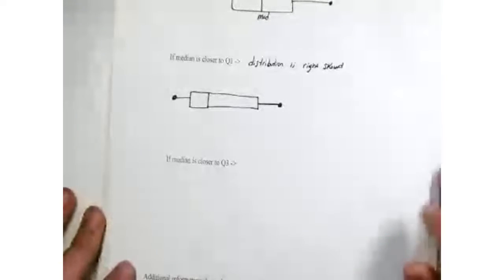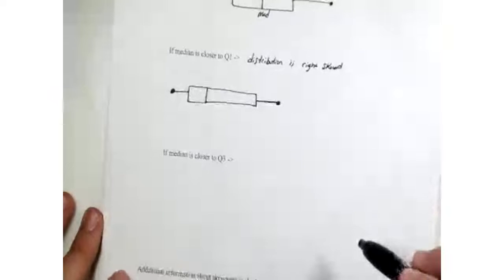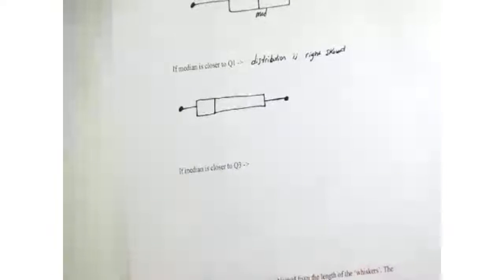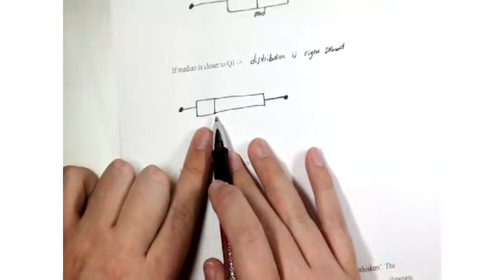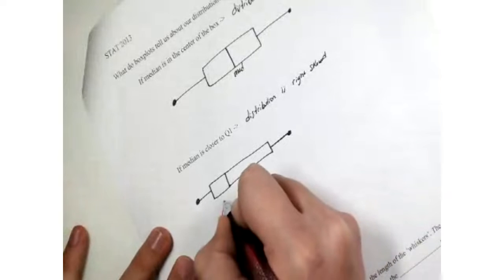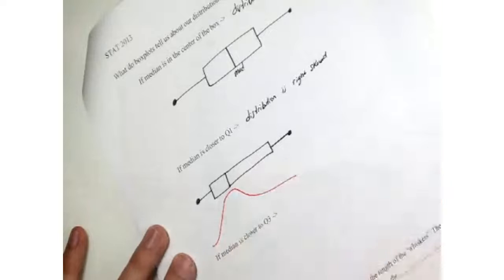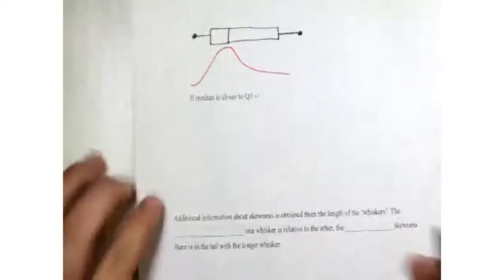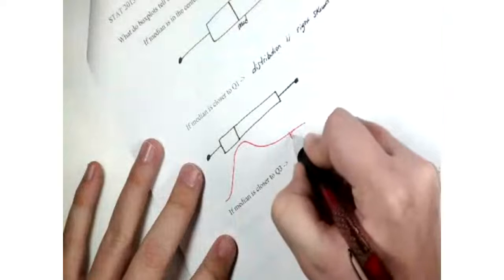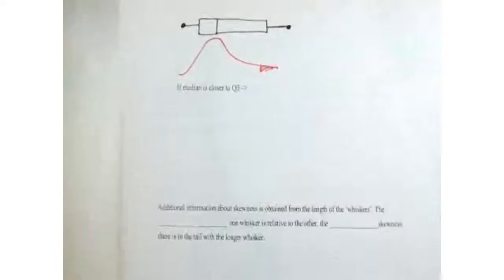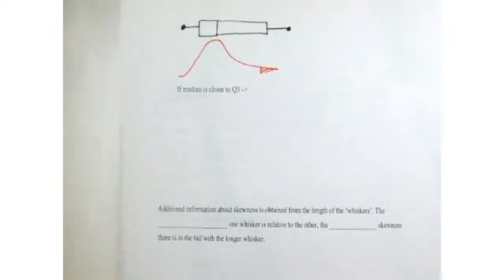Does anyone want me to illustrate why that is? Okay, so say for instance this is the median, so that means about 50% of the data falls below that, about 50% above. So my distribution would look like that. I have 50% of the data right here, and the other 50% up here. But if you look at that, there's a little tail on the right side, so it's right skewed. Does that kind of illustrate it and make it clear?